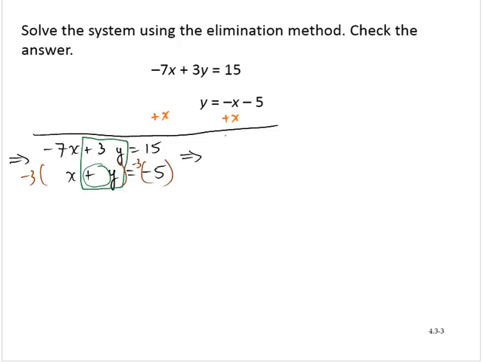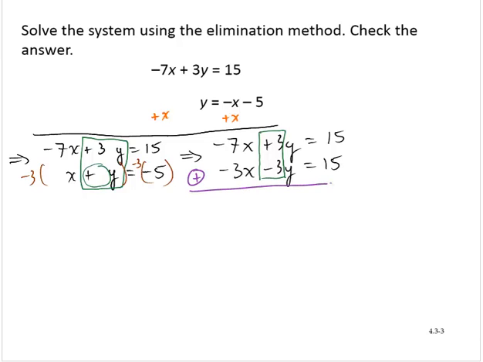And so then that yields negative 7x plus 3y is equal to 15. And the second equation would be negative 3x minus 3y is positive 15. And now again, notice that my coefficients on y are opposites. And so when I add these equations together, I will get an elimination on y, yielding negative 10x equals 30. Dividing through by negative 10, I find that x is negative 3.